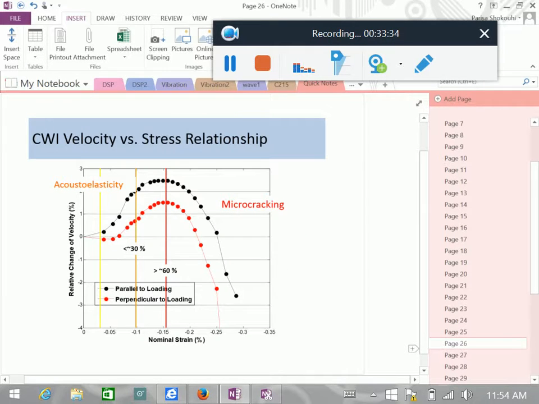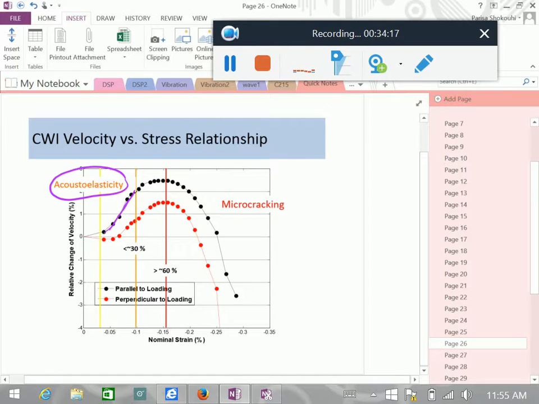So if you want to analyze the curves that we got, ignore parallel and perpendicular, because this is a little bit different kind of measurement. Just conceptually, this is what's happening. In the beginning of the loading, the velocity was actually increasing with stress. This is when we don't have much macro cracking, we don't have much damage, and what controls this behavior is acousto-elasticity.